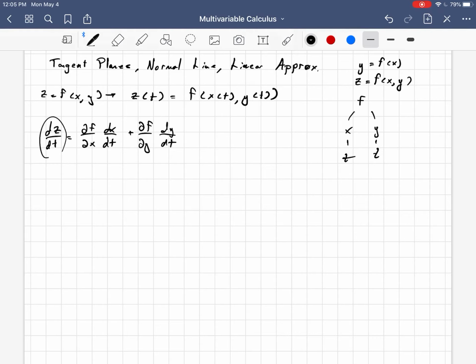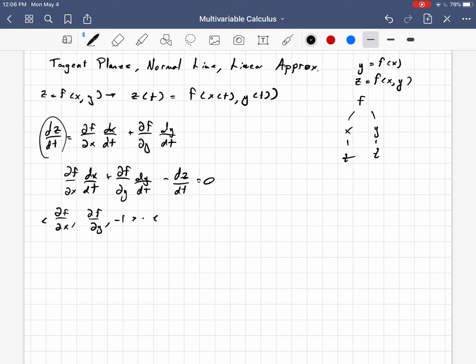Okay, after all that, hopefully what I have said here makes sense. Now, all I'm going to do is subtract dz over dt. I'm going to get partial f with respect to x times dx over dt, coming from that first branch of the tree, plus partial f with respect to y times dy over dt, minus dz over dt is equal to 0. And we can actually think of this as two vectors, if you will. We could split this into a dot product. We could call the first vector partial f with respect to x, partial f with respect to y, and -1. And that's going to be dotted with dx over dt, dy over dt, dz over dt.